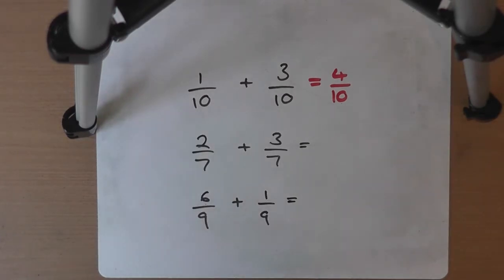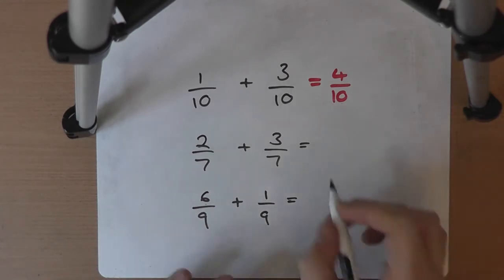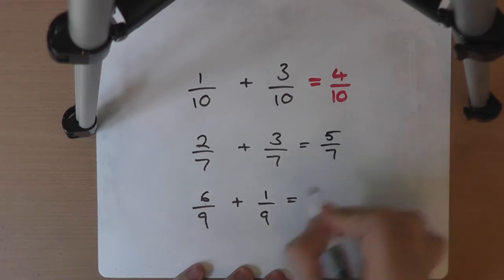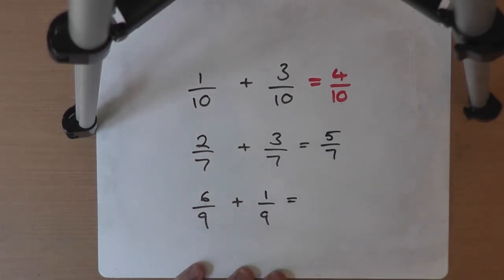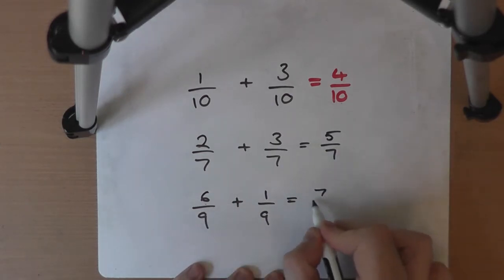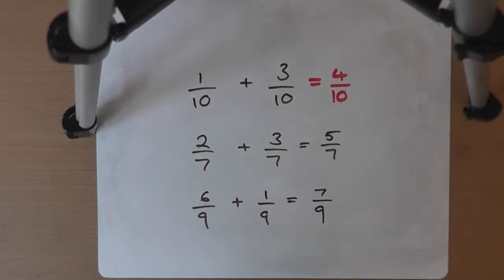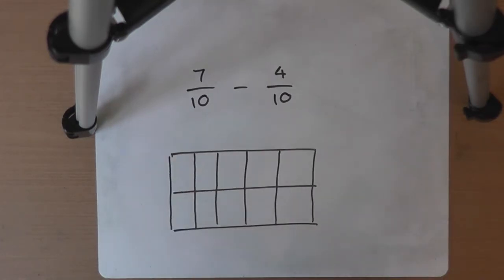And we could extend that idea to look at some similar questions. 2 sevenths plus 3 sevenths, well that's 2 out of 7, plus 3 out of 7, which will give us 5 out of 7. And 6 out of 9 plus 1 out of 9 would give us 7 out of 9. With the same kind of idea, you could always draw the pictures to prove that. We can think about subtracts in the same way as well.